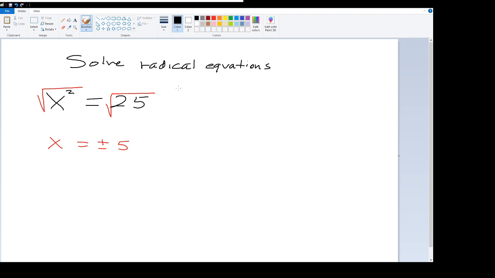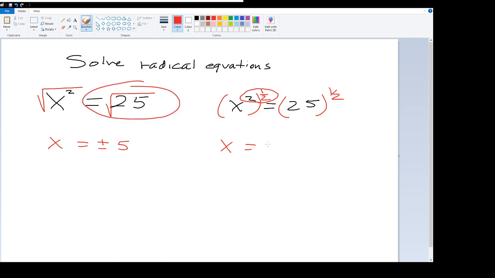Another way that I can look at this is if I have x squared is equal to 25, instead of square rooting everything, I can raise everything to the 1/2, which is essentially the same thing as square rooting everything. When I have an exponent raised to another exponent, I can simply multiply those two and I get x to the first, or simply x is equal to 25 to the 1/2, which is the same thing as the square root of 25, which in this case is going to be 5.